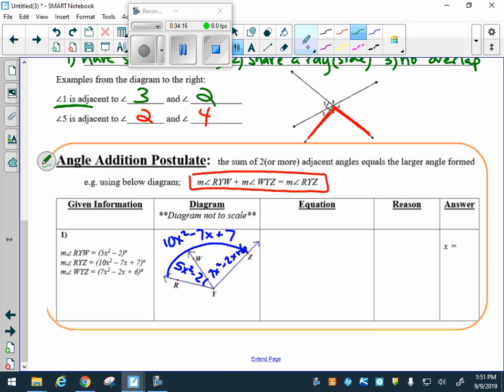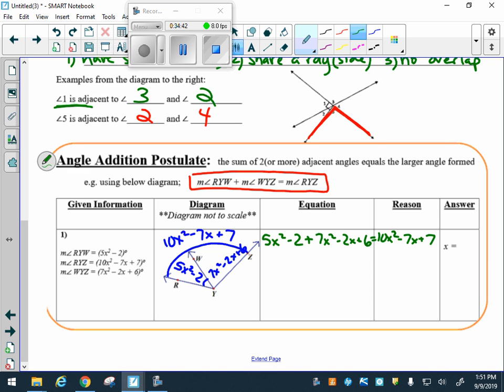Check. 5x squared minus 2 plus 7x squared minus 2x plus 6 equals 10x squared minus 7x. Kind of ran out of space, but that's okay. We'll borrow from the next column. No, Reason won't mind. Reason is very reasonable.